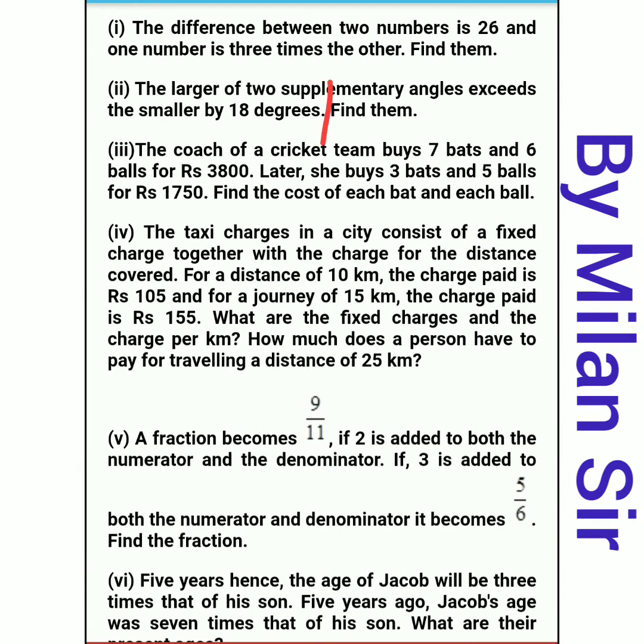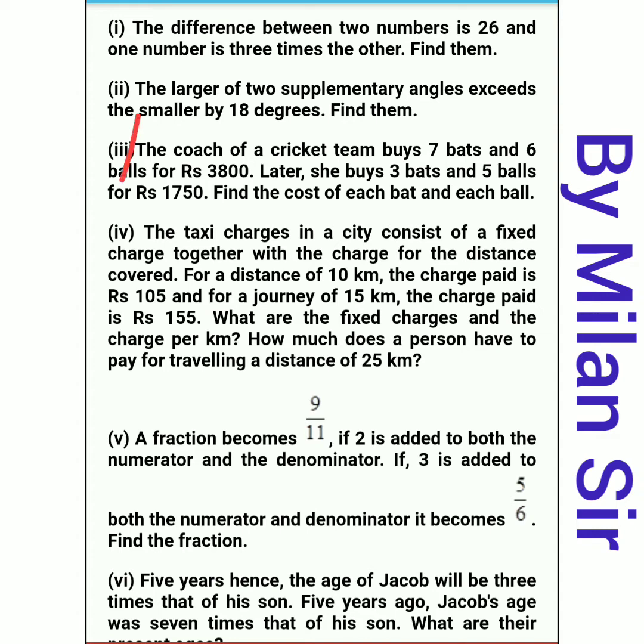here read our first question. The difference between two numbers is 26 and one number is 3 times the other. Find them. So first of all, we need to assume our two variables.